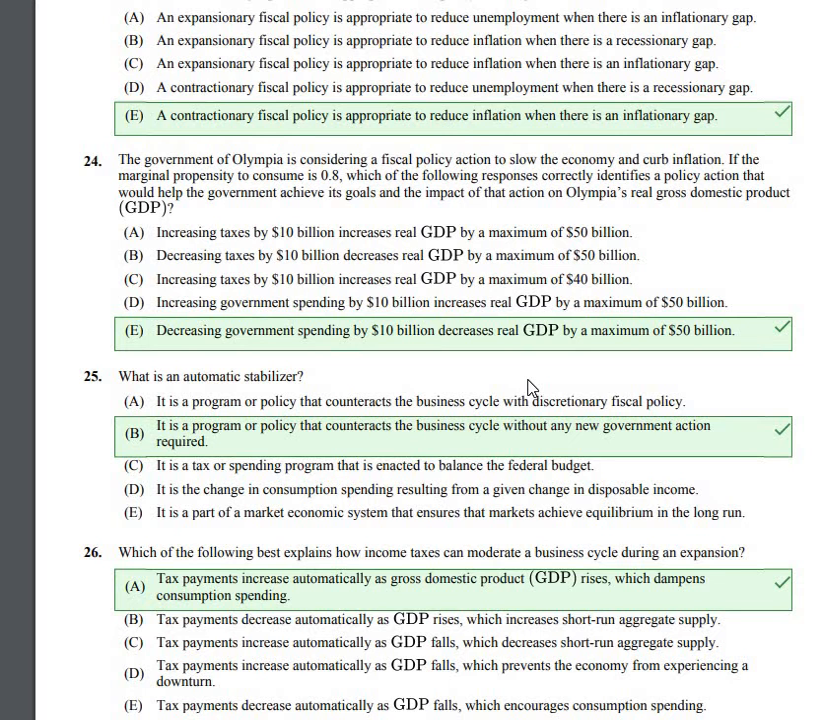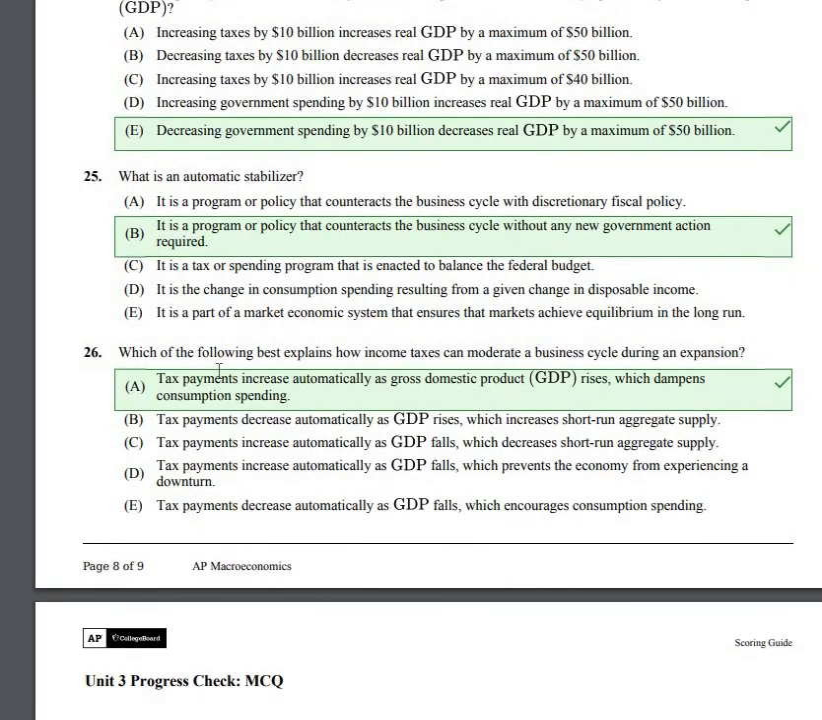Number 24, the government of Olympia is considering a fiscal policy action to slow the economy and curb inflation. If marginal propensity to consume is 0.8, which of the following responses correctly identifies a policy action that would help the government achieve its goal and the impact of that action on Olympia's real GDP? D, decreasing government spending by $10 billion decreases real GDP by a maximum of $50 billion. All the other things would not fit with what they're trying to do there.